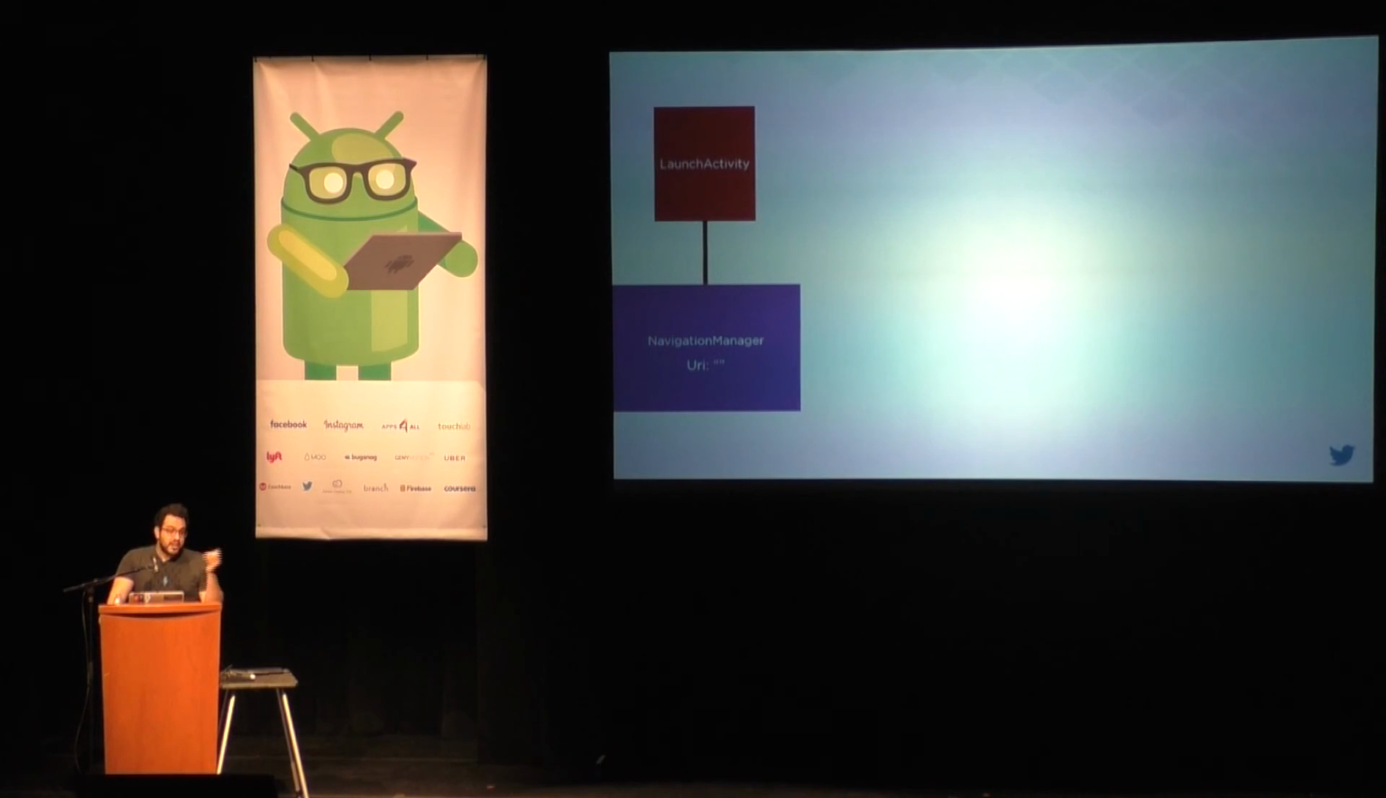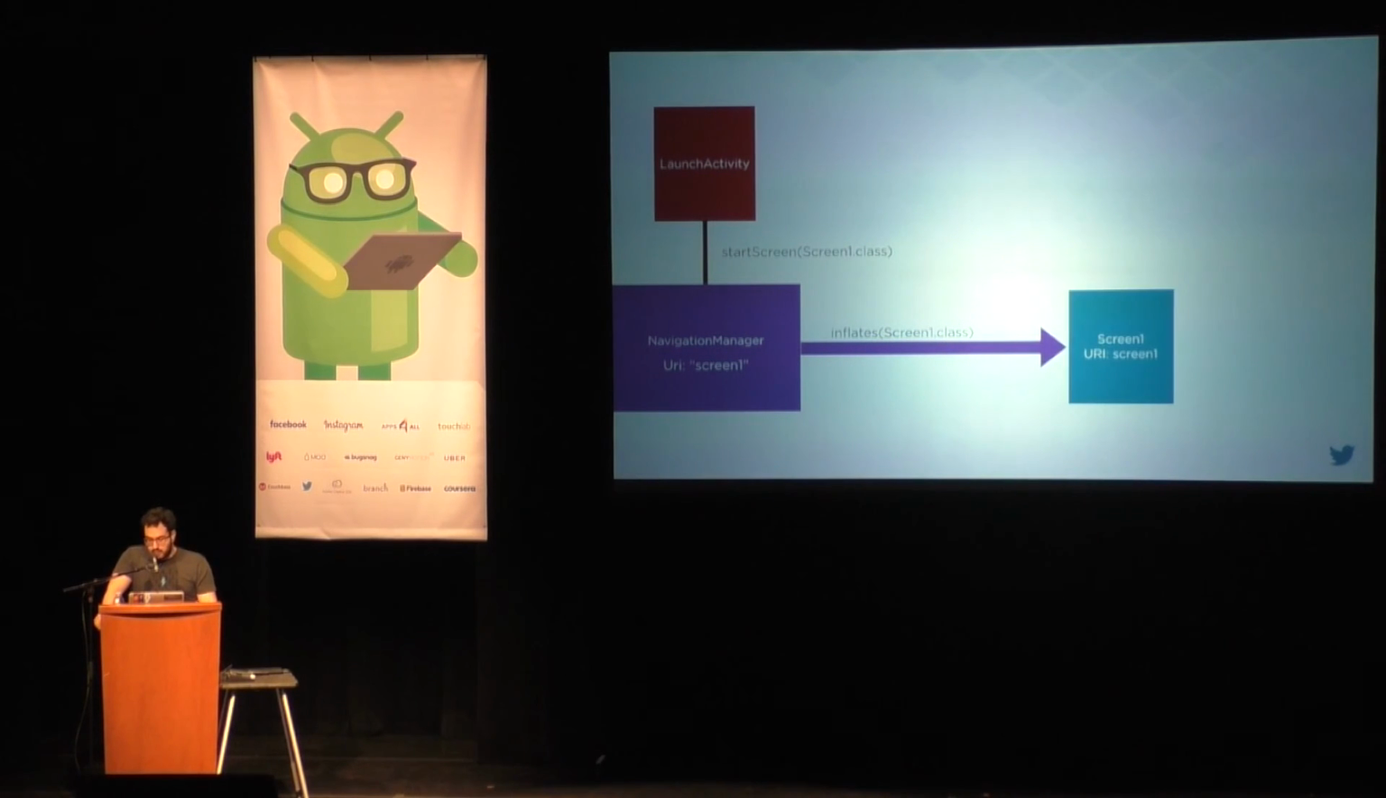We need an activity because otherwise there is no application that we're going to learn. We need an activity because we want to show something on the screen, right? So we have that activity, and then we're going to have that navigation manager, and it could be as simple as having a URI. And each screen is going to be one path of that URI. So we start the application, we start screen number 1, the navigation manager inflates that screen, and at the same time adds that path to the URI, and then we just got it on the screen.